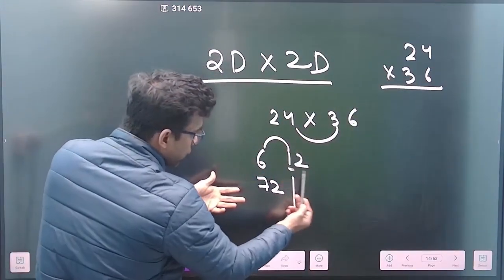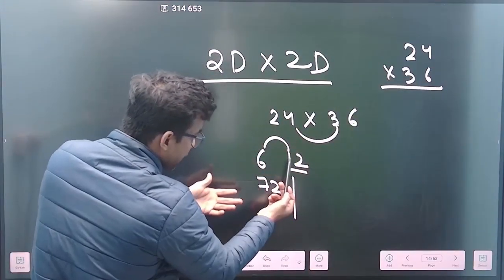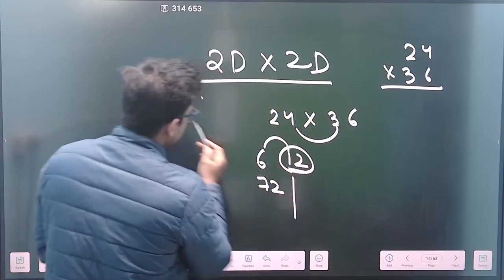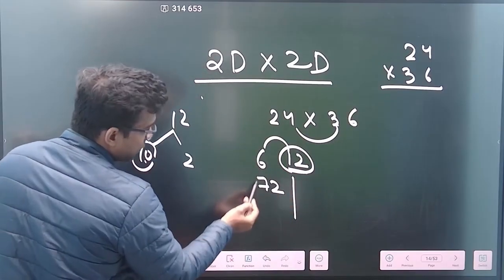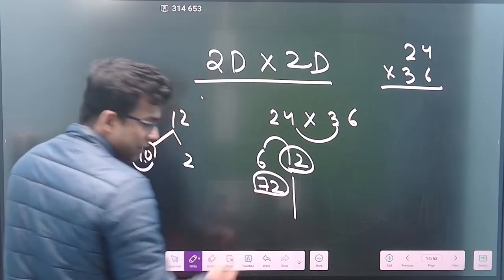4 3s are 12, 3 2s are 6. Giving this, see, this 12 is basically 10 plus 2. So I'm giving this 1 to this 6. This becomes 72. Is this clear?